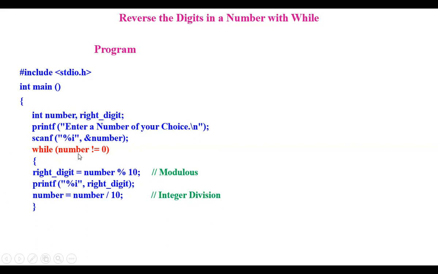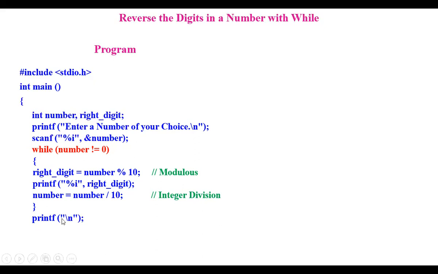It continues. Number is not 0. Fine. It continues. Number 12 modulus 10, 12 by 10, remainder is 2. So the right digit is 2 now. This right digit is printed as 2. Earlier it printed 3. Now 2. Like this the loop continues till this number is equal to 0. When the number is not equal to 0, it will be continued.